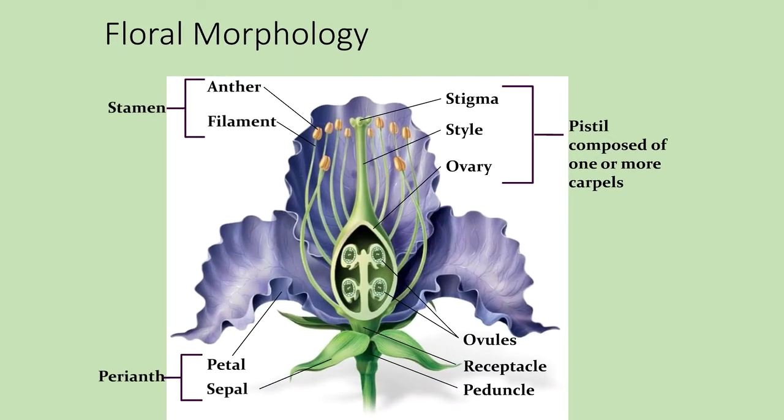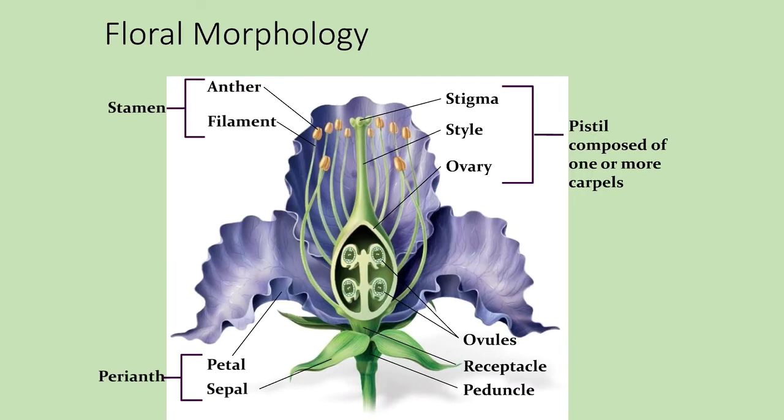Okay, so here we've seen this before, so let's kind of go over it again. This is the morphology of a flower. Morphology means the physical characteristics of a flower. So starting at the bottom, you see the peduncle, and that's at the end of the stem, and that supports the receptacle above, and then this is where the flower rests on top of that.